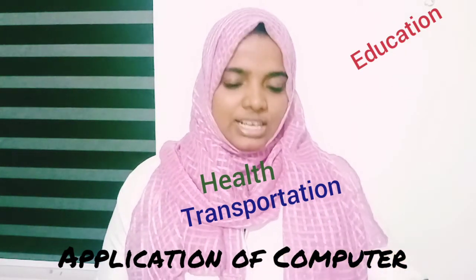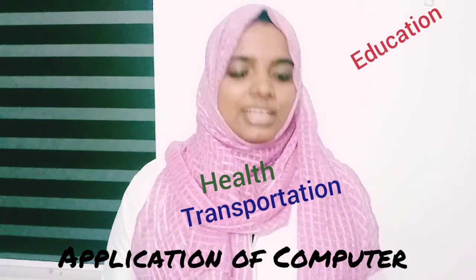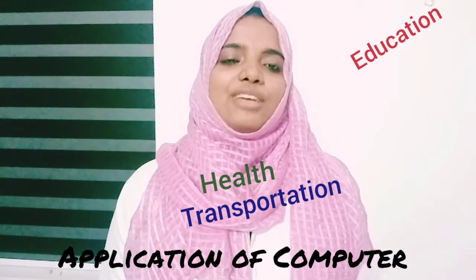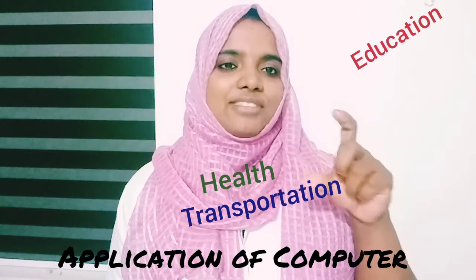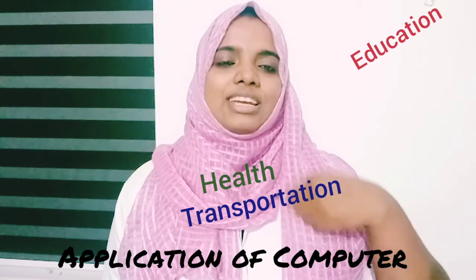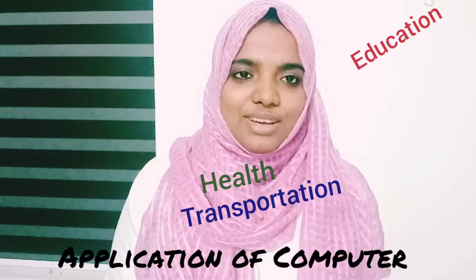Okay, and that can be seen in the supermarket, petrol bank, then petrol, then textiles and all. If we don't have to carry a lot of money with us, we can have that ATM card, and with that swiping machine, our money can be given to their bank. That is also a use of computer.